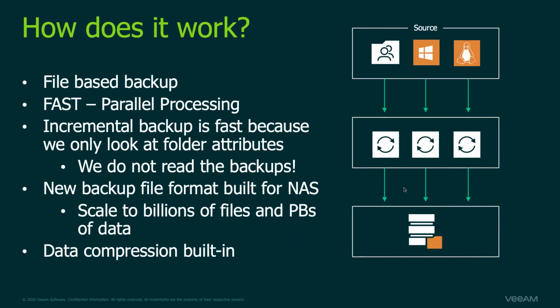So just to summarize what that looks like: file-based backup, obviously a different file format, because we're looking at speed, we're looking at scale for this. We're only looking at folder attributes. We do not read the entire backups. That's important. We're using that vcache to understand what's changed since the last backup in comparison to what's there at the source. We can scale up to billions of files and petabytes of data.